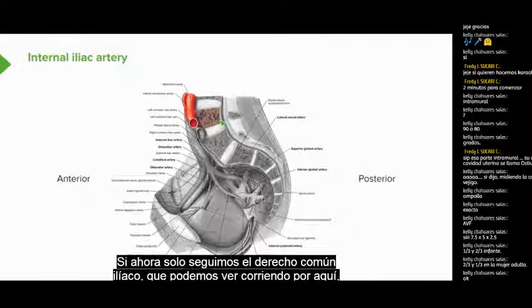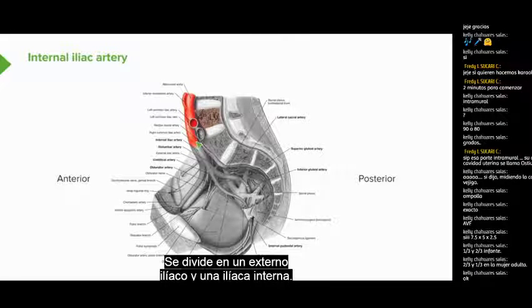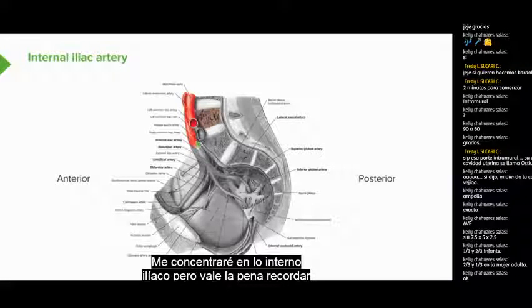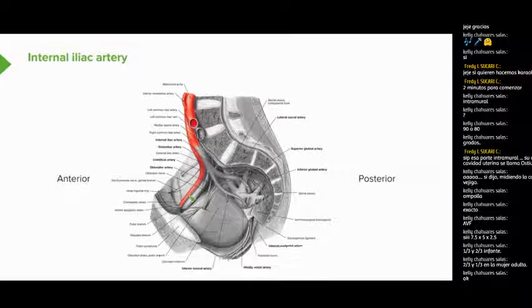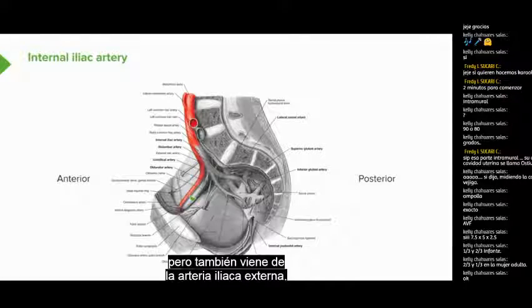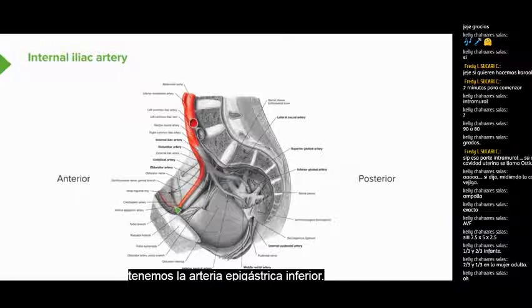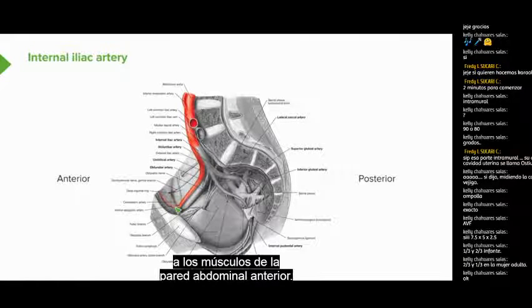If we now just follow the right common iliac, which we can see running down here, we see the right common iliac itself divides into two. It divides into an external iliac and an internal iliac. Now we'll concentrate on the internal iliac, but it's just worth remembering that the external iliac passing down in this direction will go on to form the femoral artery and supply the lower limb, but also coming up from the external iliac artery, we have the inferior epigastric artery. And remember, the inferior epigastric artery was important in providing arterial blood to the muscles of the anterior abdominal wall.